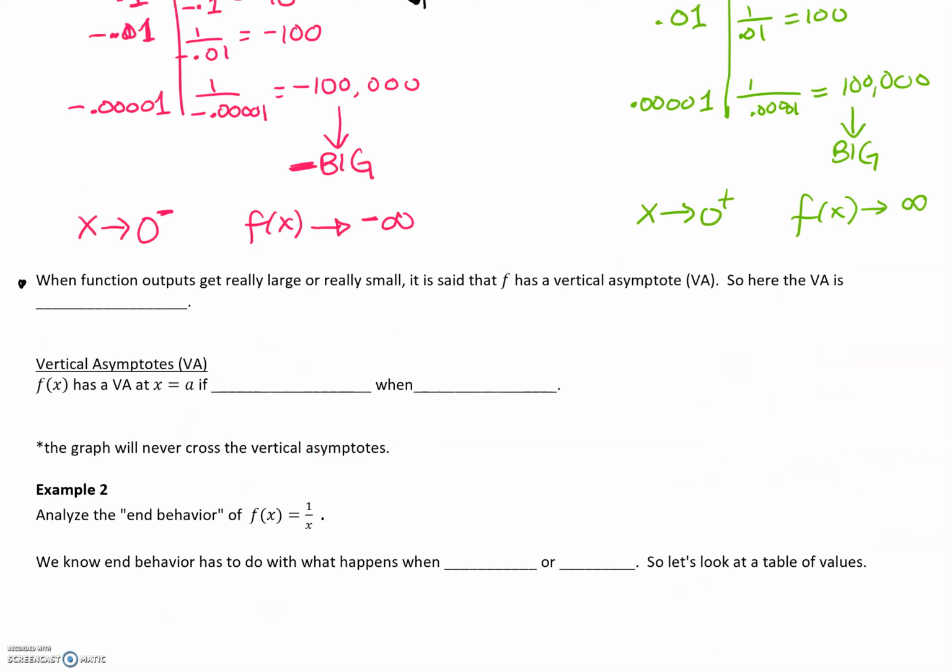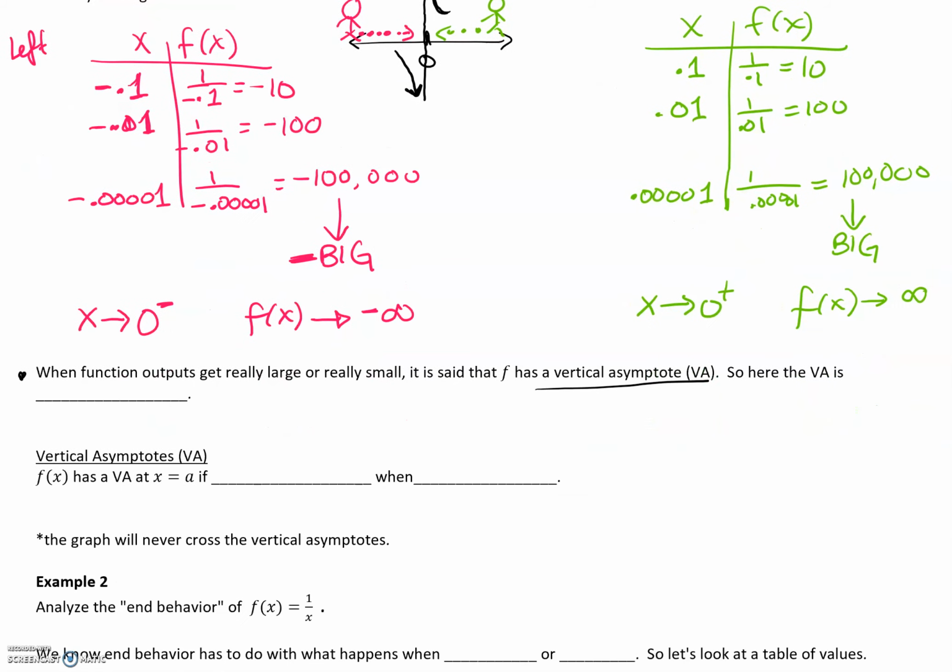So when a function's outputs get really large or really small, it's said that f has a vertical asymptote there, and we'll abbreviate that VA from now on. Here in this problem, we can see that the vertical asymptote would have to be x equals 0, because when I approach 0, it blows up and blows down to infinity and negative infinity from the two sides.